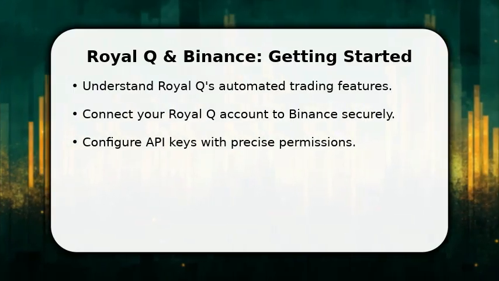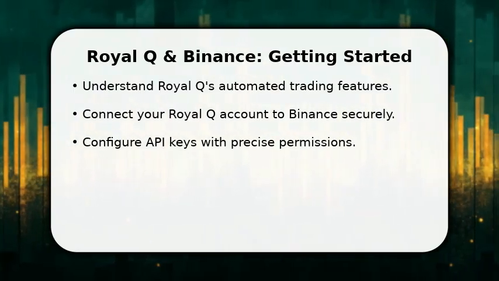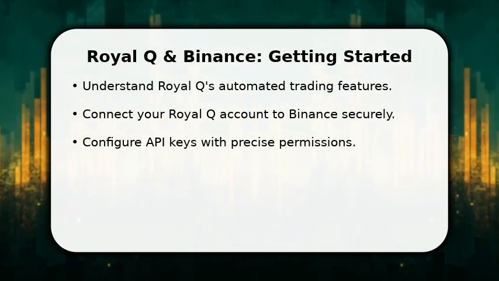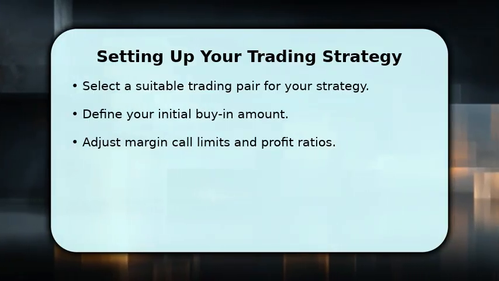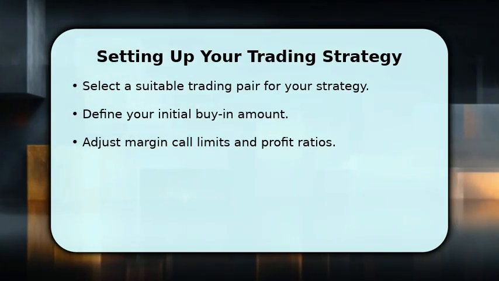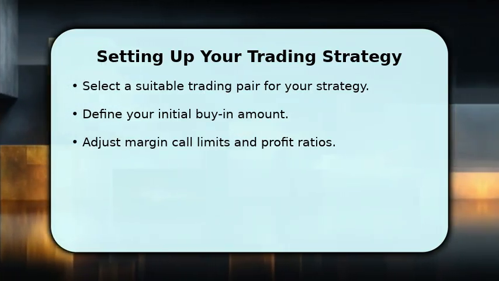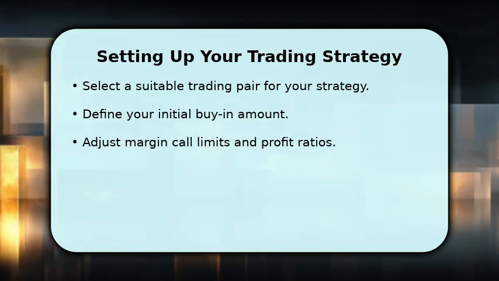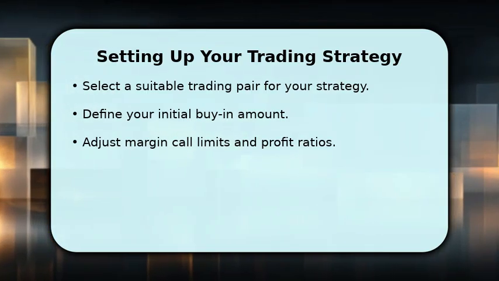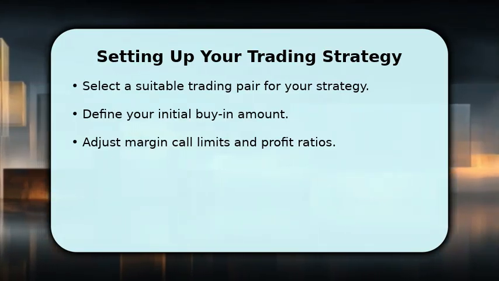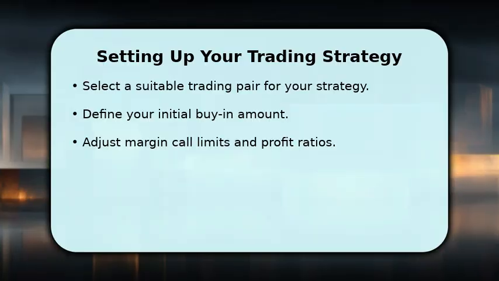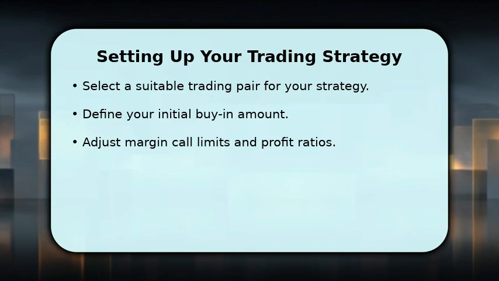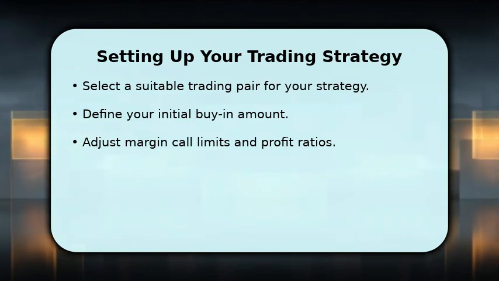This initial setup is crucial for the bot to execute trades on your behalf, allowing for automated cryptocurrency management around the clock. Once connected, it's time to configure your trading strategy within Royal Q. You'll choose specific cryptocurrency pairs like BTC versus USD and set your initial buy-in amount. Carefully adjust parameters such as the number of margin calls, typically between 3 and 7, and the profit ratio, often set around 1.3%. These settings dictate how the bot buys dips and takes profits, optimizing your trading performance.